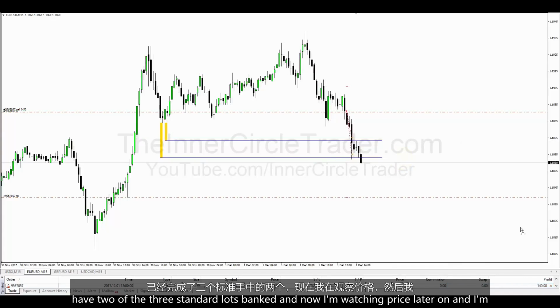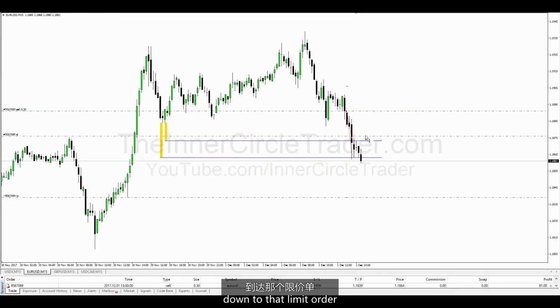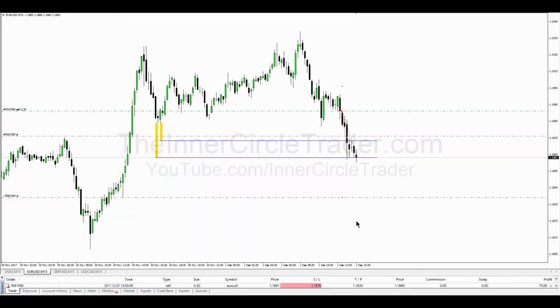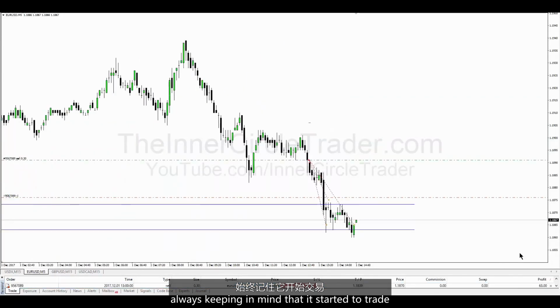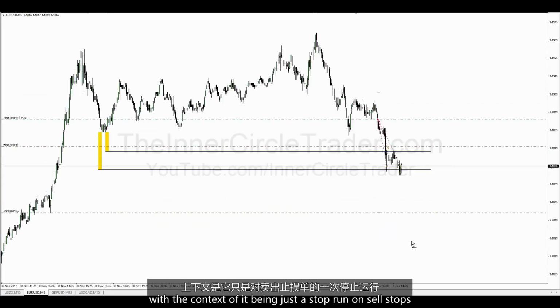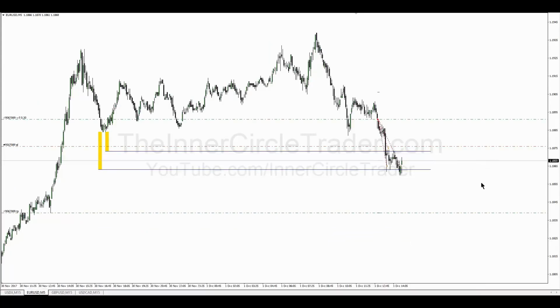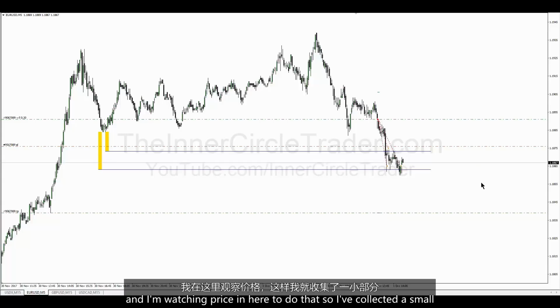And now I'm watching price later on. And I'm going to be looking to lower the stop loss. And I may get lucky here and see a run down to that limit order. But always keeping in mind that I started the trade with the context of it being just a stop run on sell stops. So I want to be mindful of how much the price shows a willingness to stall or not want to go lower. And I'm watching price in here to do that.